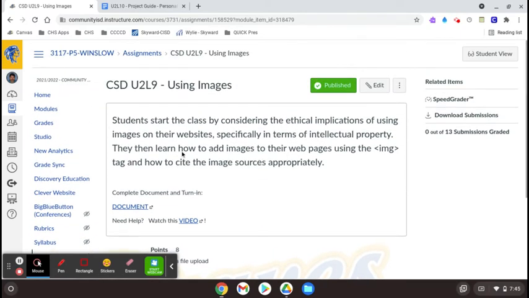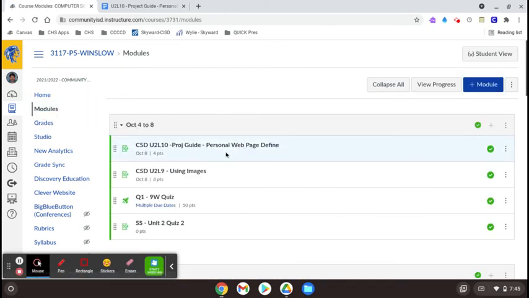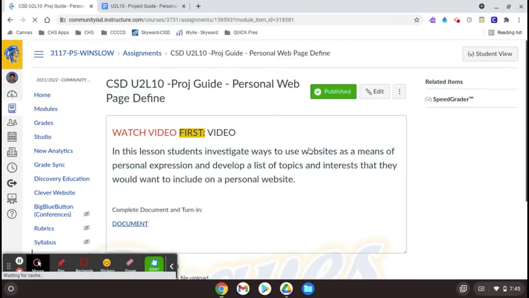Let's see. Okay, so the other thing you need to work on today is something called Lesson 10 Project Guide Personal Web Page Define. Now, it's a long name, but it's really just pieces of it. Project Guide. We have a project coming up in a couple of lessons, and this is the beginning of it, the foundation of it. And it's a personal web page. And if you remember the word define from the problem solving process, we're defining a problem, which is really not a problem. It's just getting ready to create something.